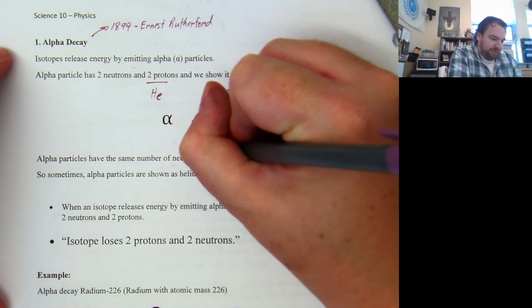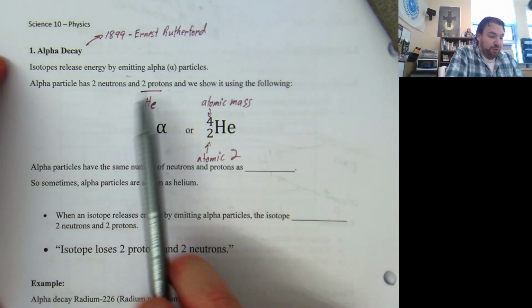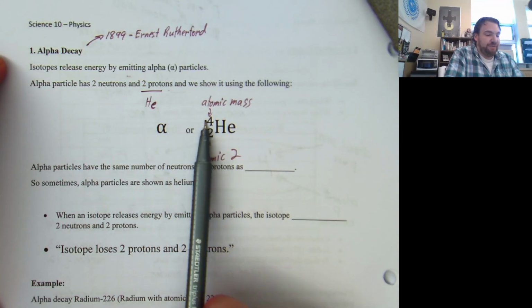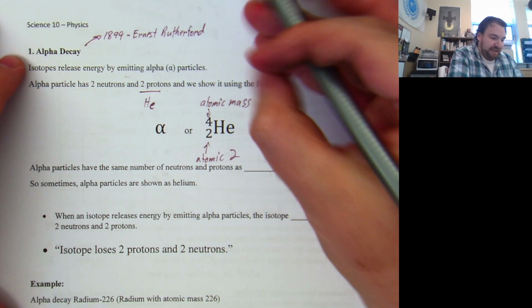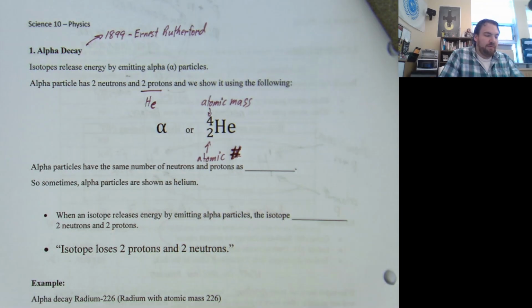Helium has the atomic number 2. So this thing is your 2 neutrons, 2 protons. These 2 added together give you the mass, and that gives you the atomic. That shouldn't be number 2. That should be the hashtag. My bad.